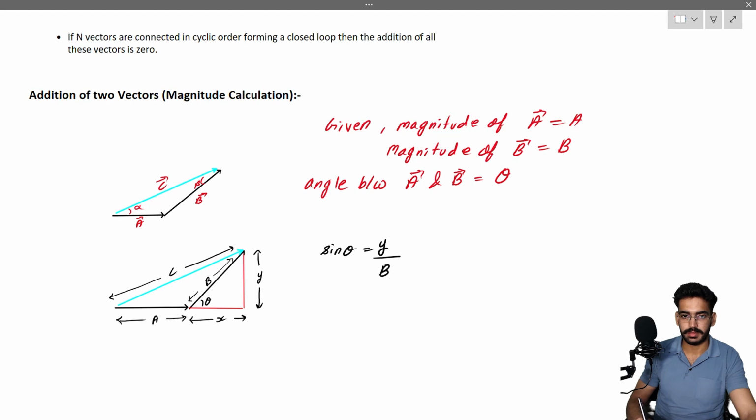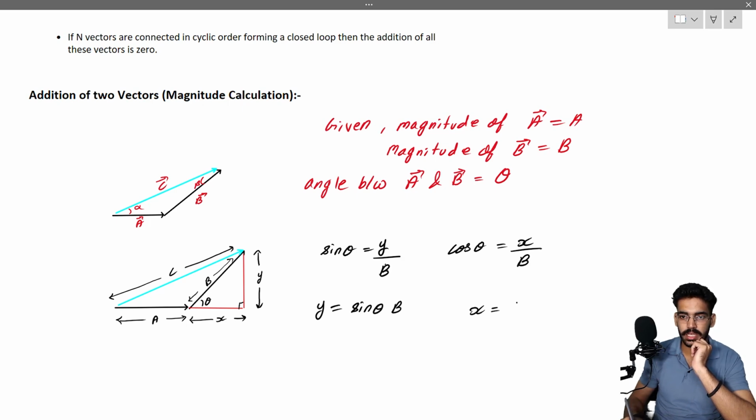y by b, right? In this small triangle, I'm doing this 90 degree, right? Y by b. And what can you write for cos theta? It is x by b, right? Theta we have already. So from here, y came b sine theta, and x came b cos theta, right? B cos theta and b sin theta, right? That's how.